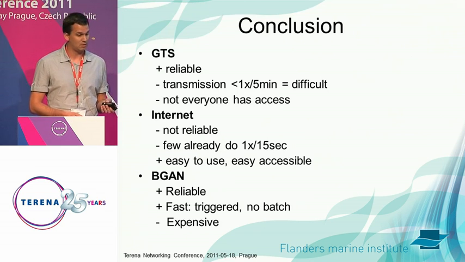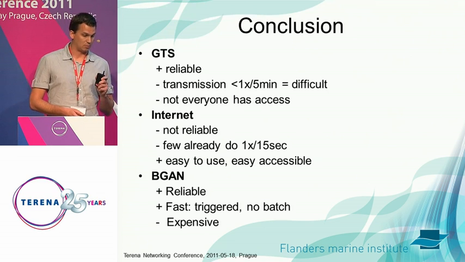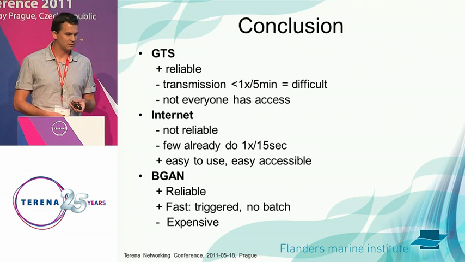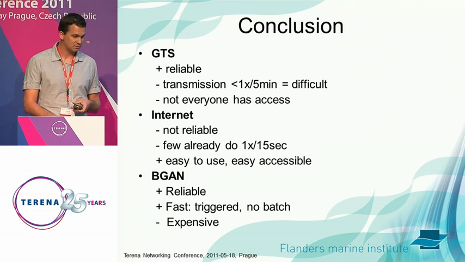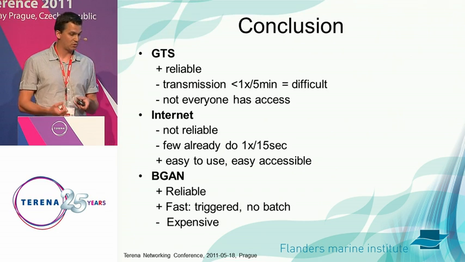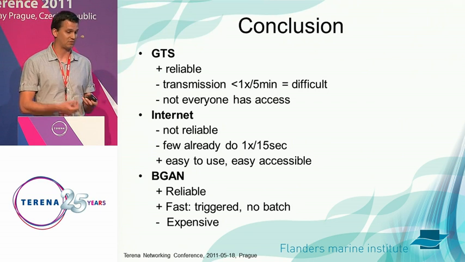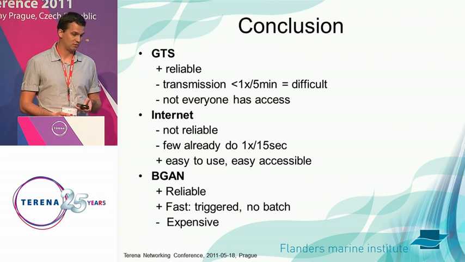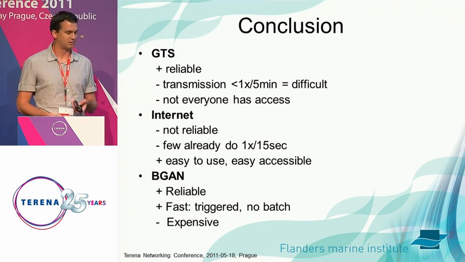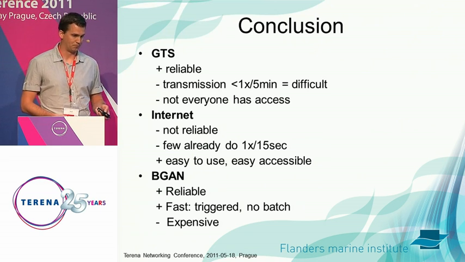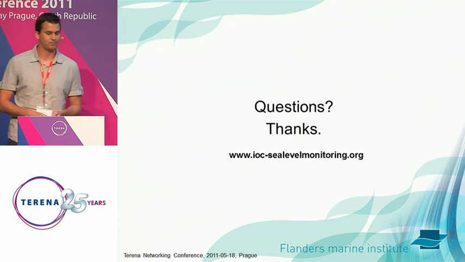The beacon, which is the most reliable, I think, or even as reliable as the GTS, it is fast, and the advantage is you have zero delay because the insert into the database and the display on the website is triggered by the tide gauge itself and not by a batch script. The disadvantage is that the transmission cost for the beacon is expensive again. So going below 5 minutes is, again, hard to do. Okay, that was it.